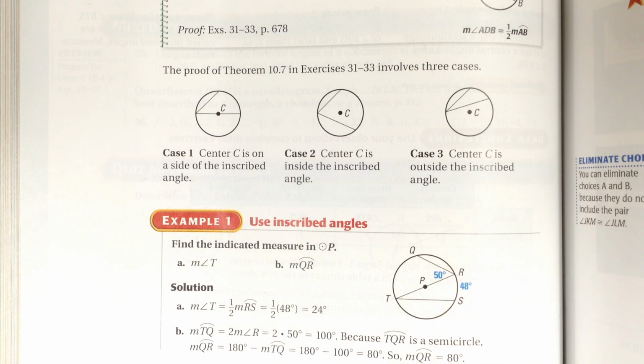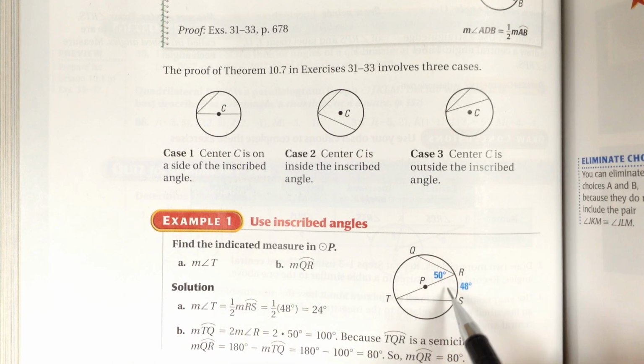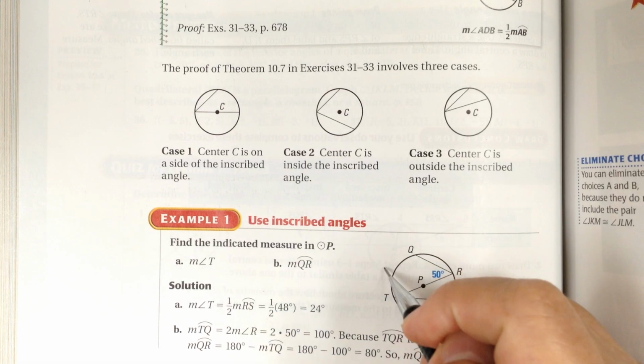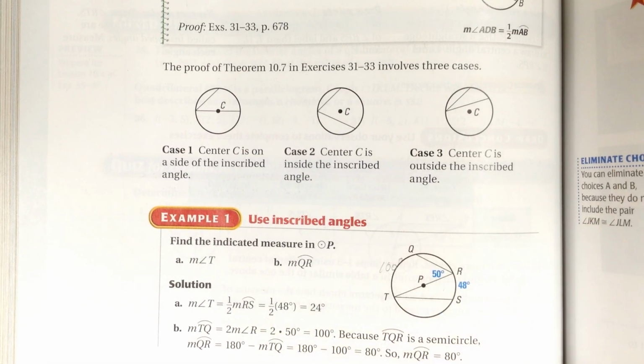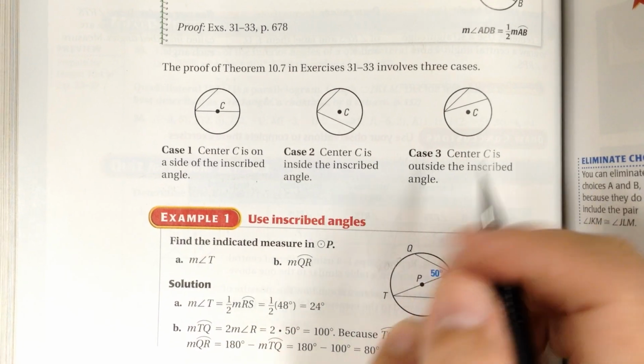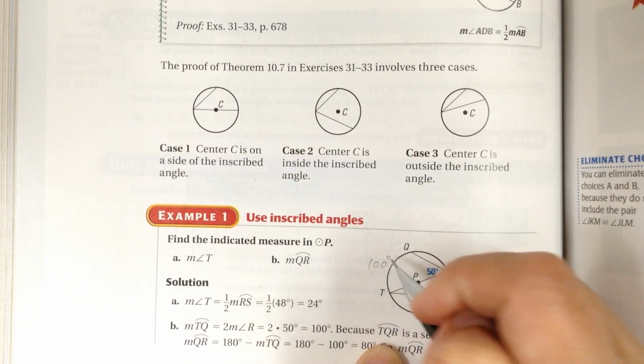Now this is a little bit harder, but it's not too bad. If you notice, this is 50 degrees, right? So that means this arc is 100 degrees. Again, this is 50, so this is 100.